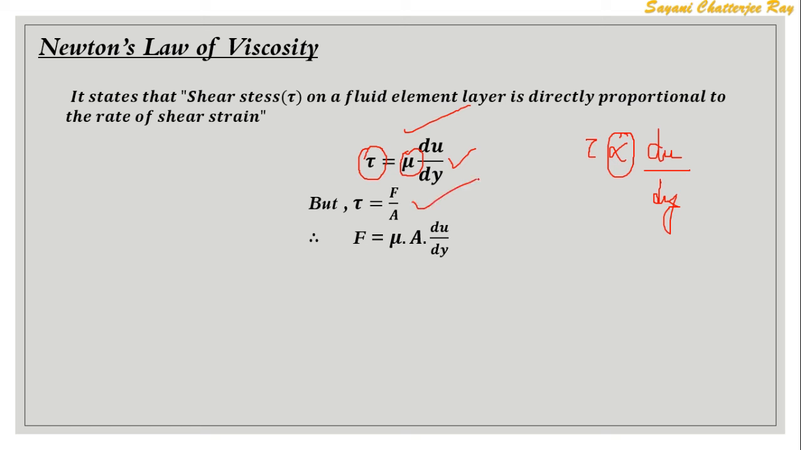Now we also know that shear stress equals force upon area. Put the value of tau as F upon A and simply do cross multiplication. So F by A equals mu du by dy. Just transfer A to the right hand side of the equation. So it will be F equals mu multiplied by A multiplied by du by dy or velocity gradient.